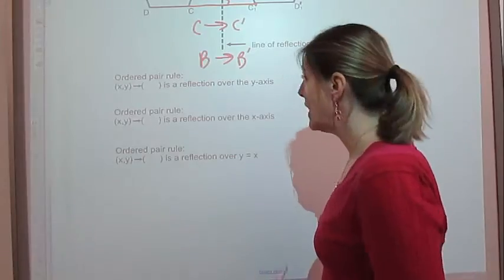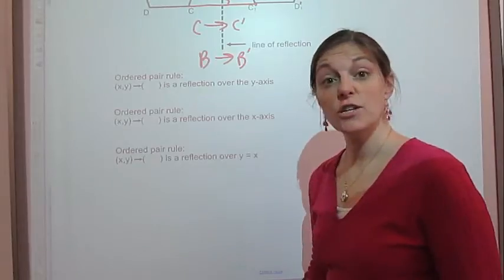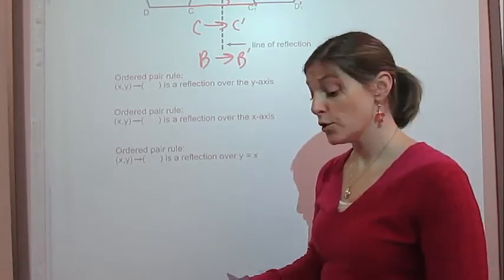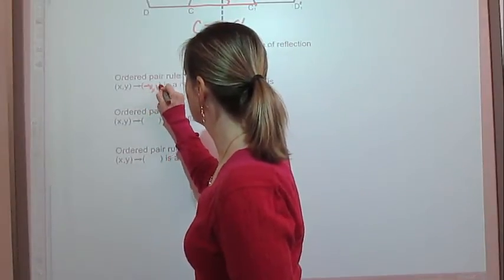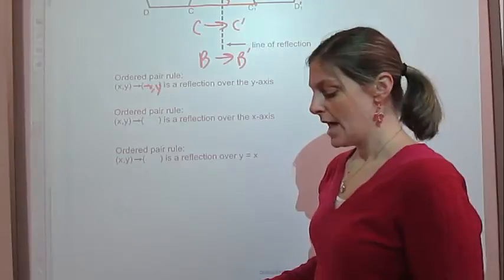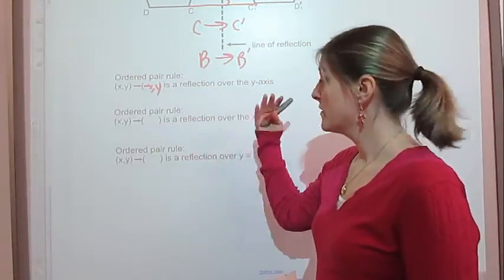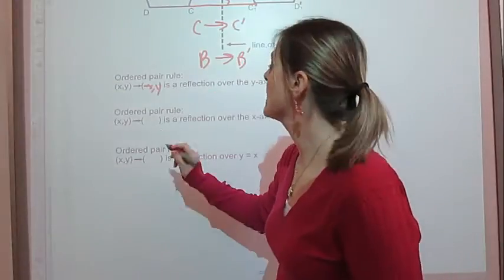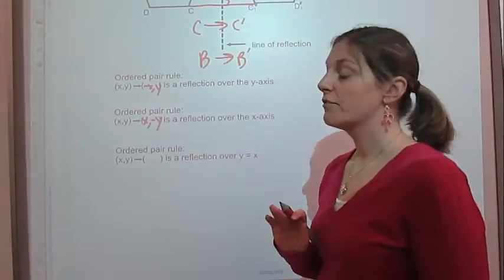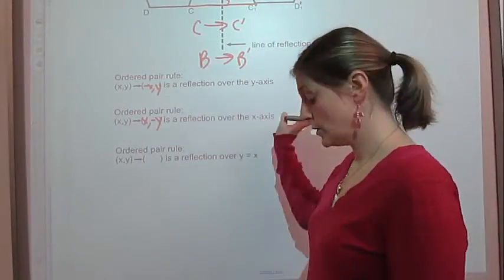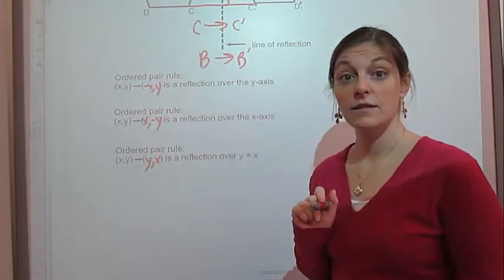Okay, so when you reflect over the y-axis, that's going to change all of your x values to negative. Your y values stay the same. So now you're going to have negative x, y. And then when you reflect over the x-axis, if you go back to the original, that changes the y to negative. So now we have x, negative y. And then if you reflect over the line y equals x, that one's going to switch your y and x values.